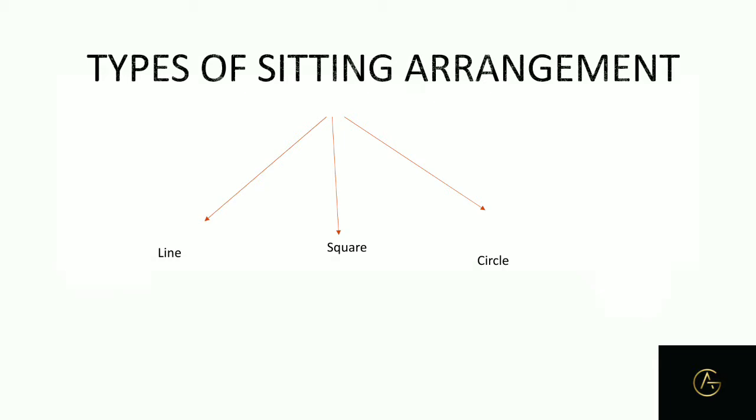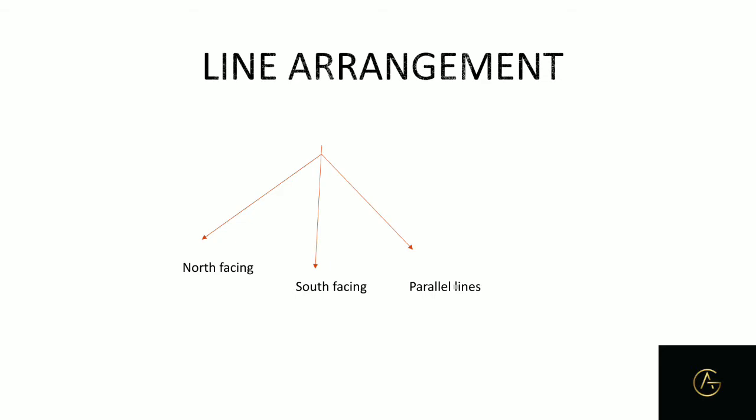There are three types of sitting arrangement: line, square, and circle. We will discuss them in detail. First one is line arrangement. In a line arrangement, there are three types: north facing, south facing, and parallel lines. Let's discuss all this in detail.